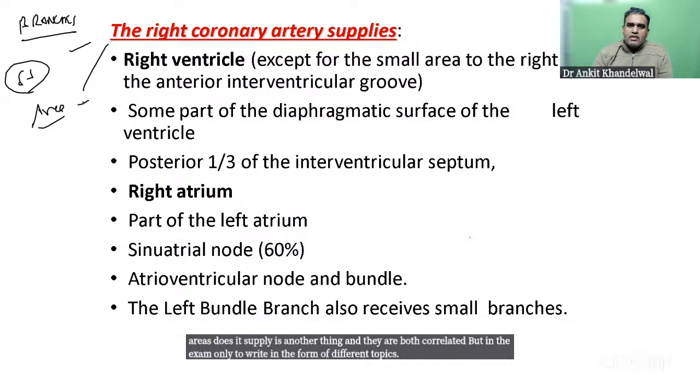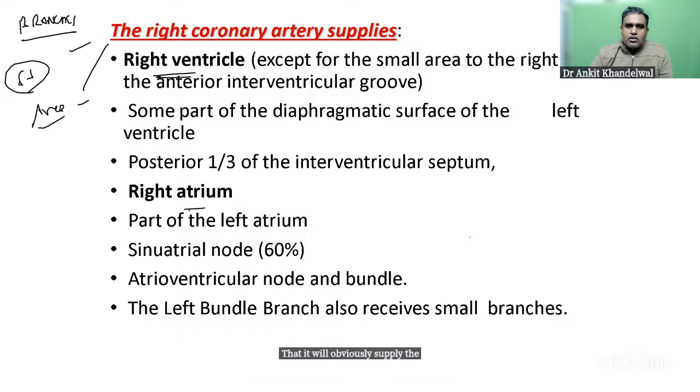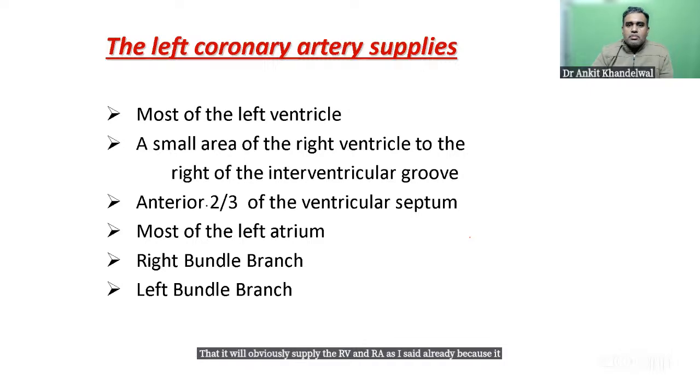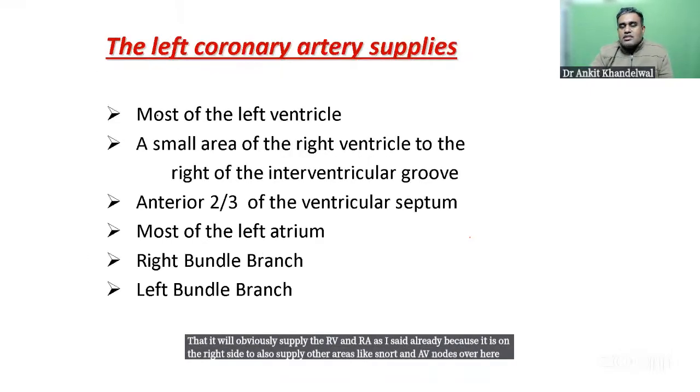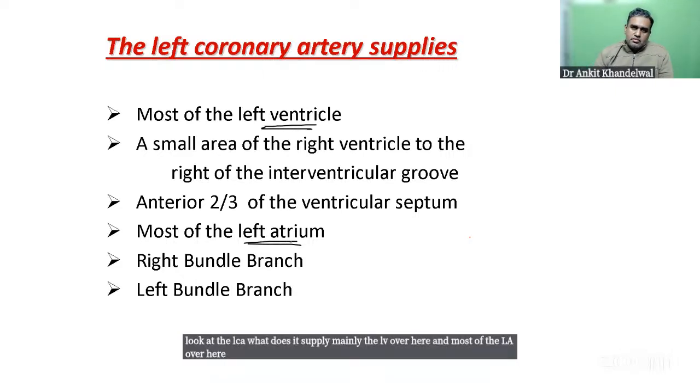It will obviously supply the RV and RA, as I said already, because it is on the right side. It will also supply other areas like the SA node and AV node over here. And look at the LCA, what does it supply? Mainly the LV over here and most of the LA. Left side. I hope the point is clear.